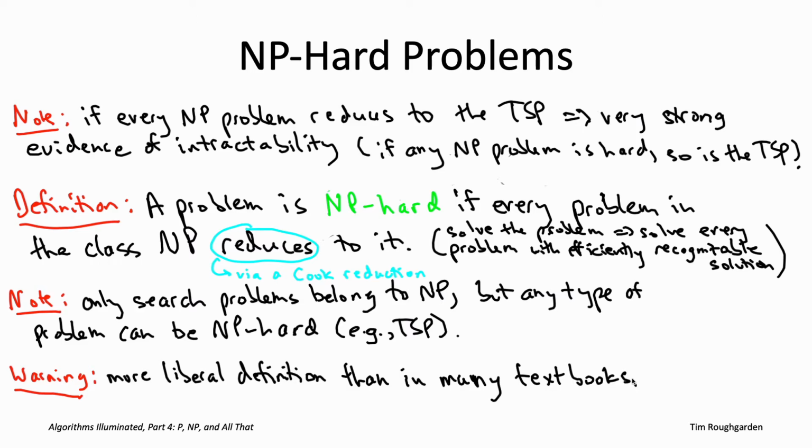Why am I using this more liberal definition in this video playlist? Because it's maybe less convenient for the development of complexity theory, but it accords much better with the algorithmic viewpoint that we're taking in this book series.